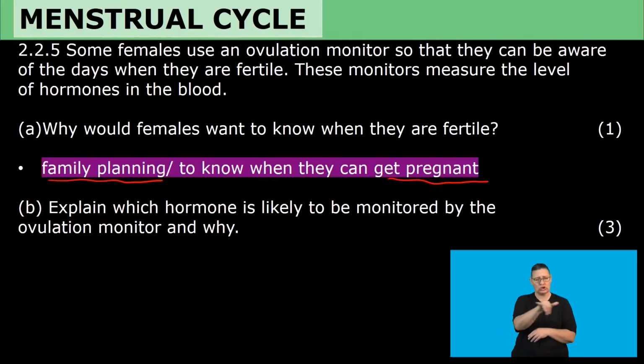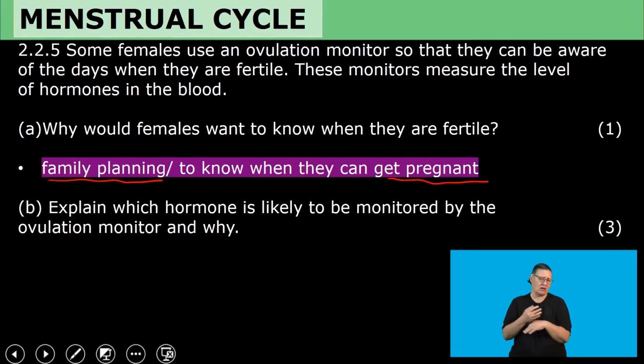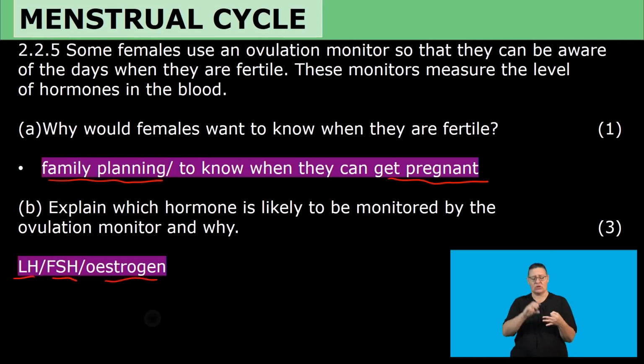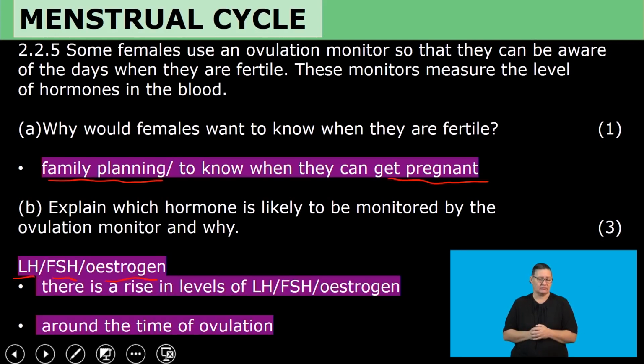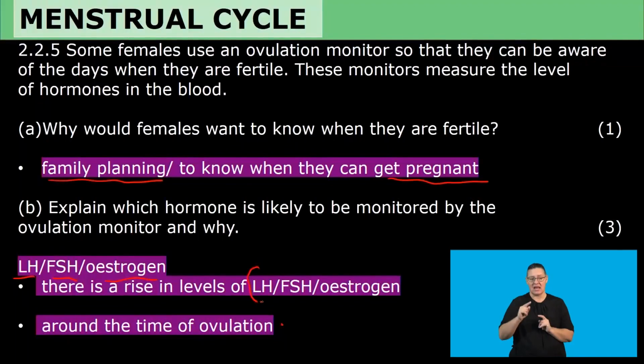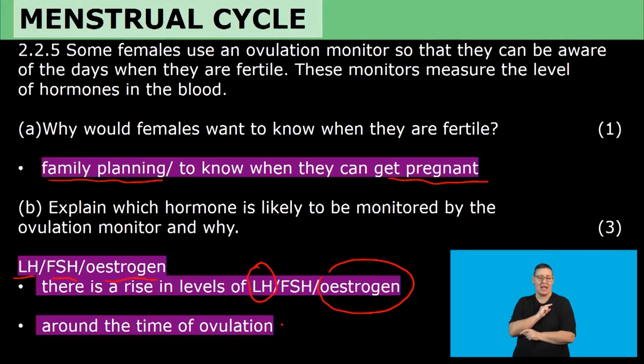Question number B, explain which hormone is likely to be monitored by the ovulation monitor and why. All these three hormones: LH, FSH, and estrogen. And the reasons are, there's a rise in levels of LH, FSH, and estrogen around the time of ovulation, when the ripe ovum is about to be released from the Graafian follicle. LH is at its peak. And estrogen also, because it is secreted, the endometrium is being prepared, so it is thickened, and we can see the rise on that. And these are the three hormones that can be monitored.